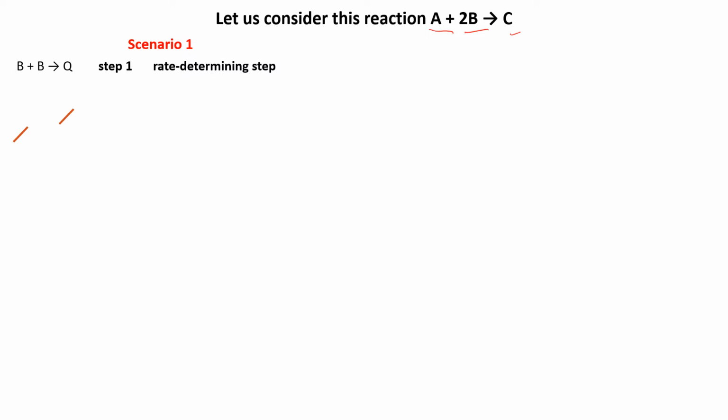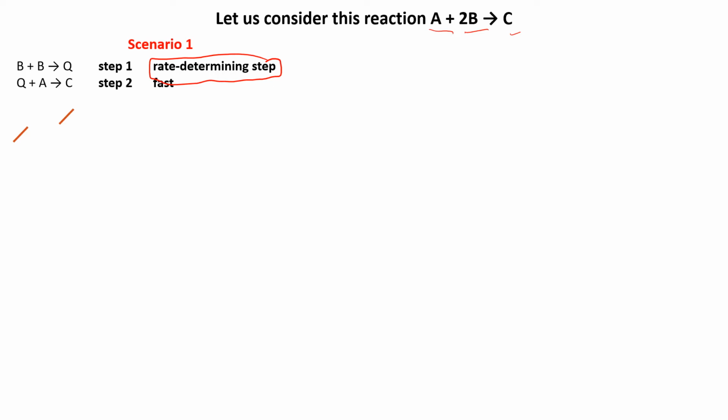How did I say that this is the rate determining step? I cannot predict which one is the rate determining step. I can know that only from 2 things: either from experimental data or an experiment, or from the rate equation, as I will explain now.